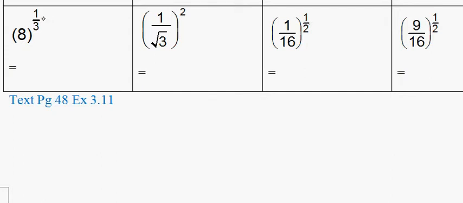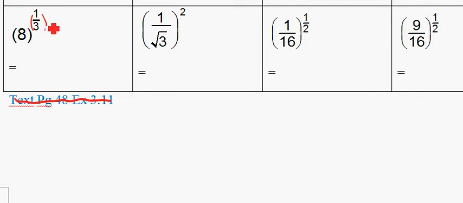Right, this is page 19 and this is the final row of page 19. So we'll look at the first one here, 8 to the power of a third. Now you can do this on a calculator. You'll probably need brackets around the power if you're going to just do it on a calculator.